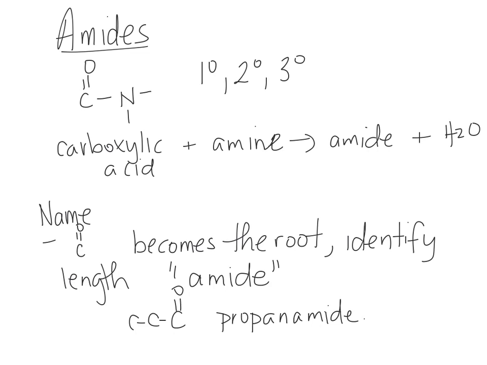If there's any side groups on this portion, they're prefixes to this root. So this is the root. If there's any side groups like a methyl here, you would identify the name and which carbon it's attached to, and that becomes the prefix for the root.